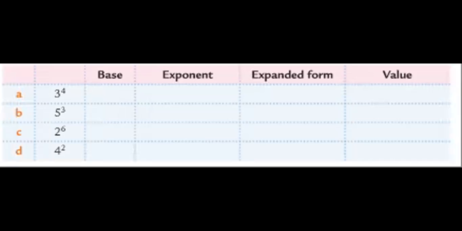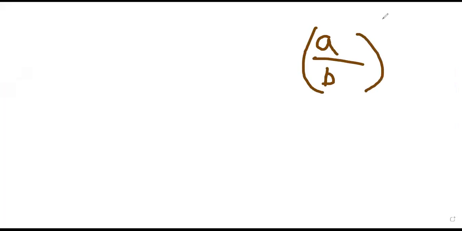So now let's find the values of a fraction. So fraction will be the same. So a by b whole raised to d. Sorry, not b, d. What you will do is, here it is whole raised to d. If there is a bracket, it means whole.